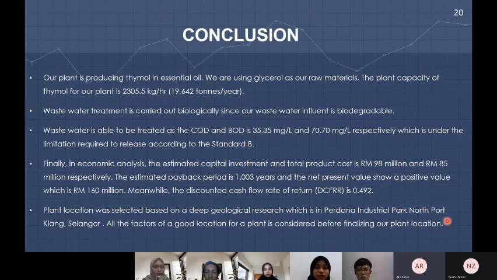Plant location was selected based on deep geological research, which is in Perdana Industrial Park, North Port Klang, Selangor. All the factors of a good location for a plant were considered before finalizing our plant location.